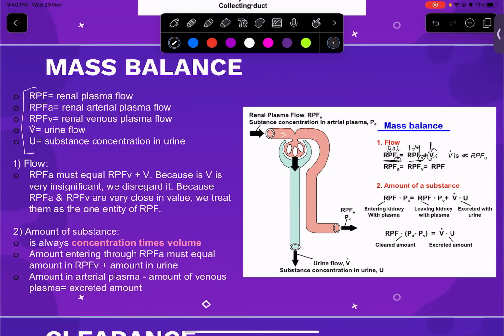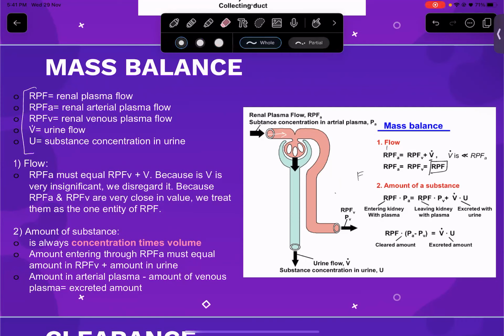So 180 is really close to 179. So sometimes we just simply disregard it, and we don't say RPFA and RPFV, we just say RPF because the values are really close. And because the urine volume is just 1, it's kind of insignificant. So all in all, we just say RPF, okay? We don't confuse ourselves with RPFA, RPFV, and then the urine flow. It's all RPF because RPFA and RPFV are very similar, and the urine flow itself is insignificant. It's just 1, okay? So this is the first thing.